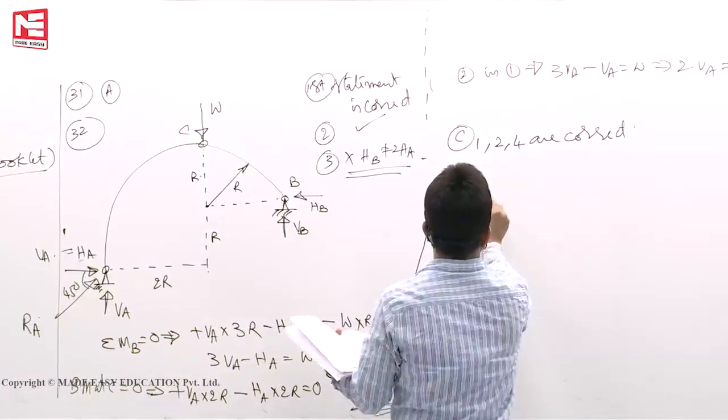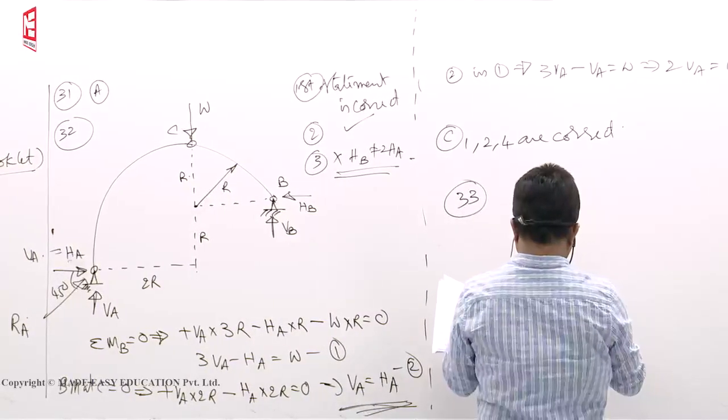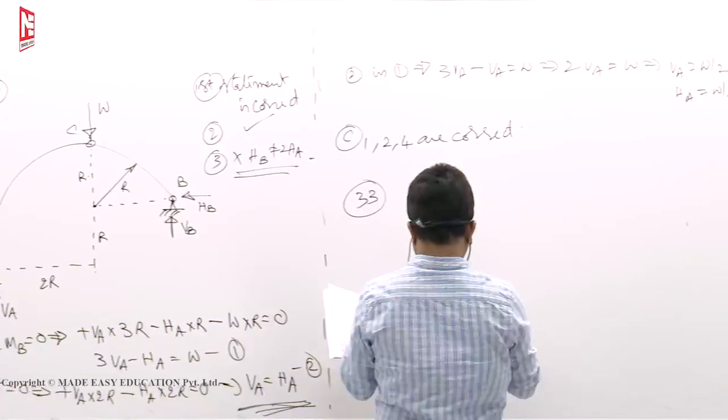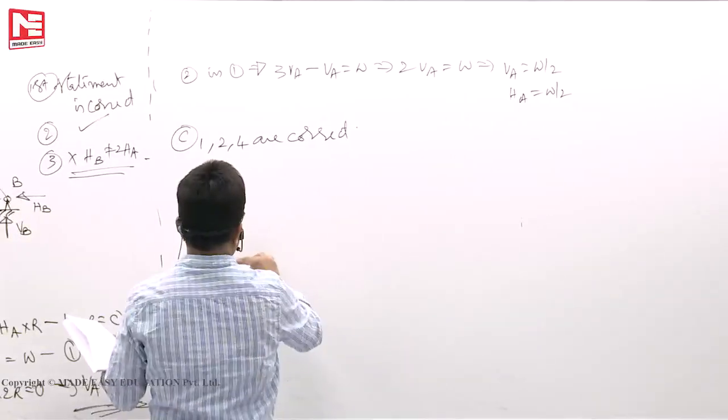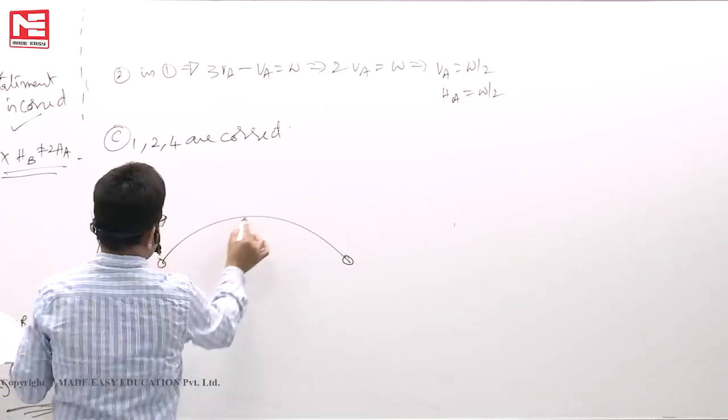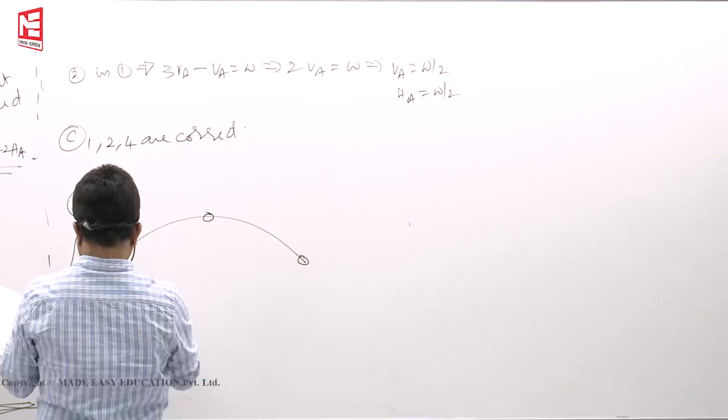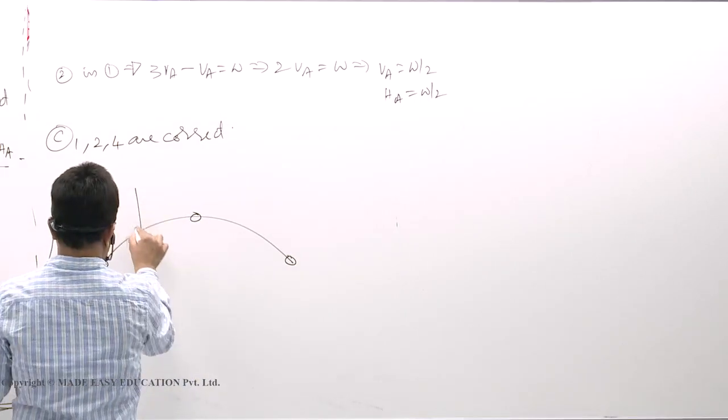Next, third question. A parabolic arch symmetrical with hinges at center and at ends, that means a 3-hinged arch, carries a point load W at a distance x from the left support.